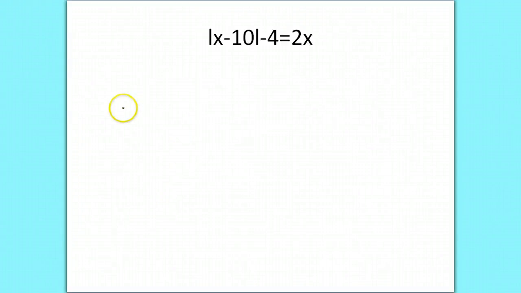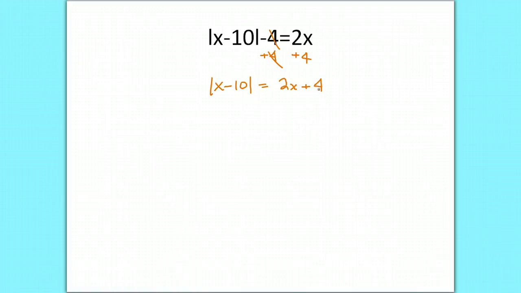Okay, so to do this problem, the first thing you want to do is get the absolute value part of the problem by itself. So x minus 10 is inside of the absolute value. That means you want to move the minus 4 to the other side of the equation. So you would do that by adding 4 to each side, which will make this 4 cancel. You'll get absolute value of x minus 10 equals 2x plus 4.